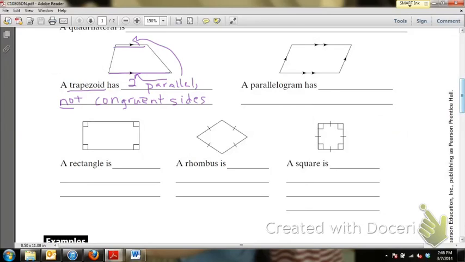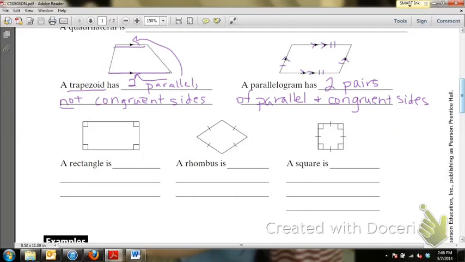And a parallelogram has two pairs of parallel and congruent sides, rather. So you can see by the arrows, the top and the bottom are parallel, and the right and the left side are also parallel. However, the right and the left side are also congruent, and the top and the bottom are also congruent. So everything matches. Parallelogram, all opposite sides are parallel, and they're the same length.